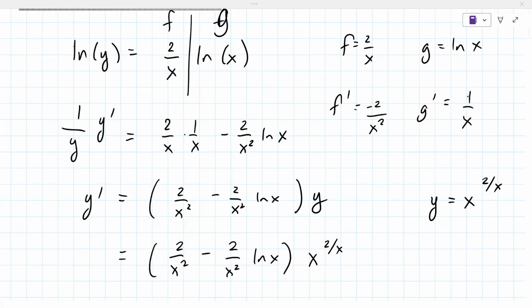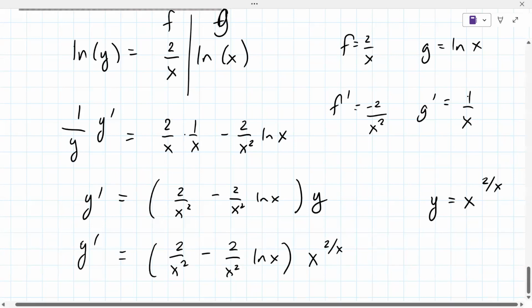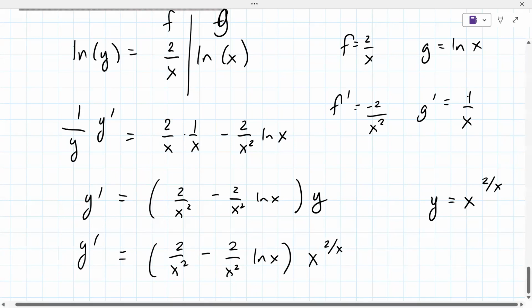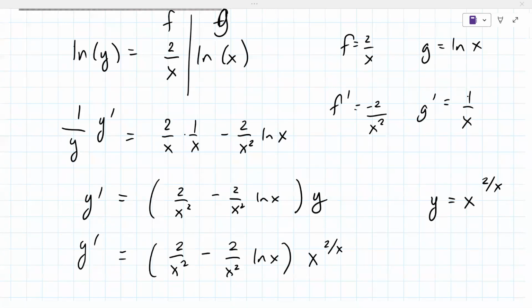Sorry about that. All right, everything's okay. Yep. All right, so that is the derivative. You're always going to have the original function in there when you do implicit derivative like that. So, okay.